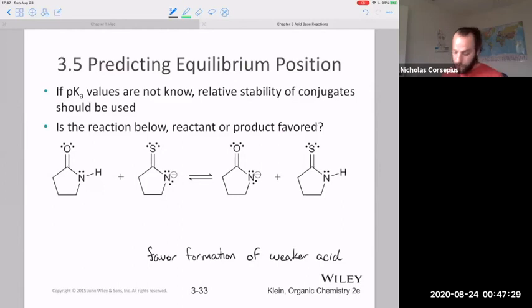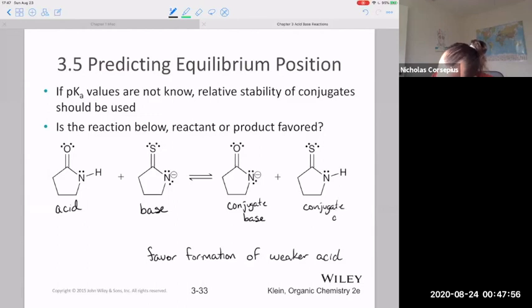So the first thing we got to do is identify what my acid is and what my base is on the left-hand side. This is the proton that's being donated. Notice how it's lost over here. So this is going to be my acid. This is going to be my base. So then my conjugate base is over here, and conjugate acid is over here, okay?